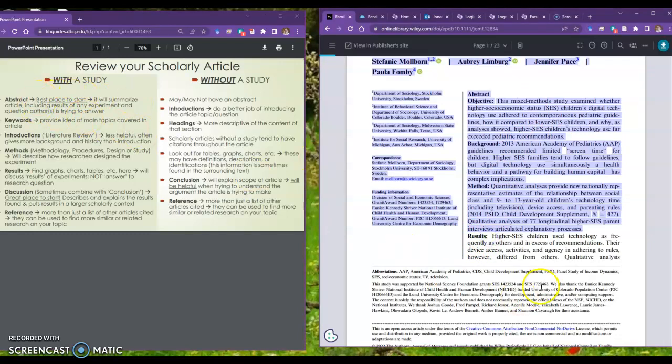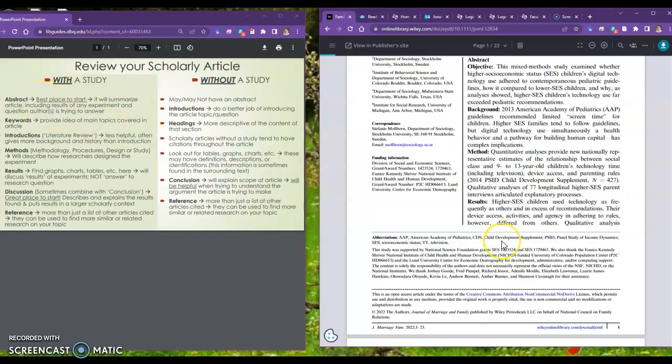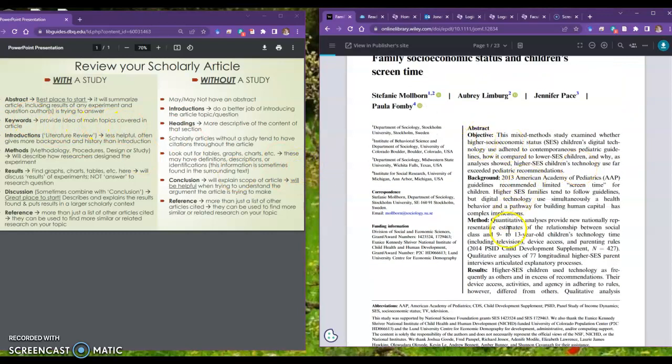So that's why the abstract is really important to use first as your top piece of the bread, the sandwich method. Remember your keywords. Provide many idea topics covered in the article. That will come from the abstract. So what are the keywords they're looking at? They're looking at socioeconomic status. They're looking at technology use. They're looking at the pediatrics guidelines. So those are kind of keywords.